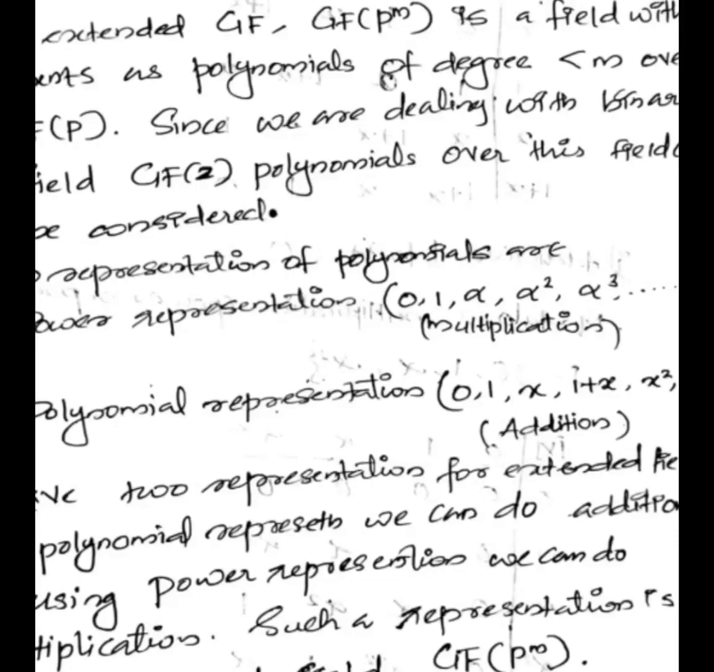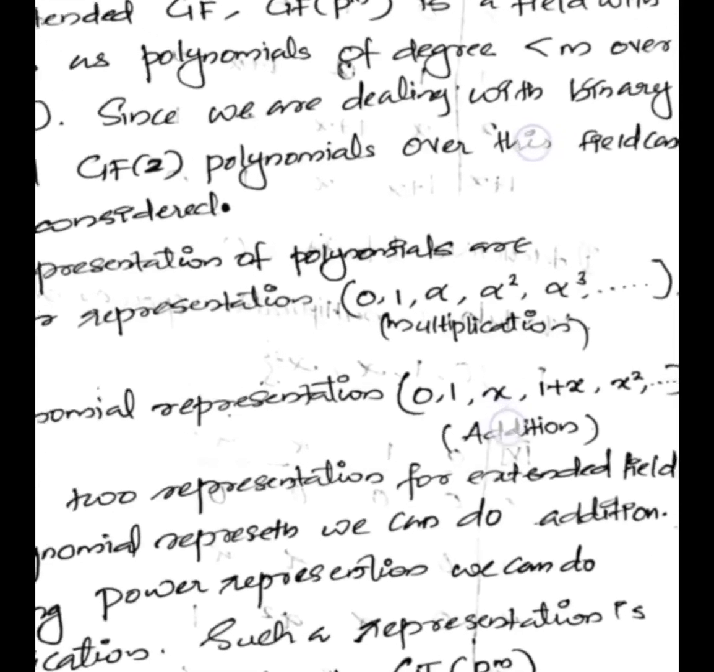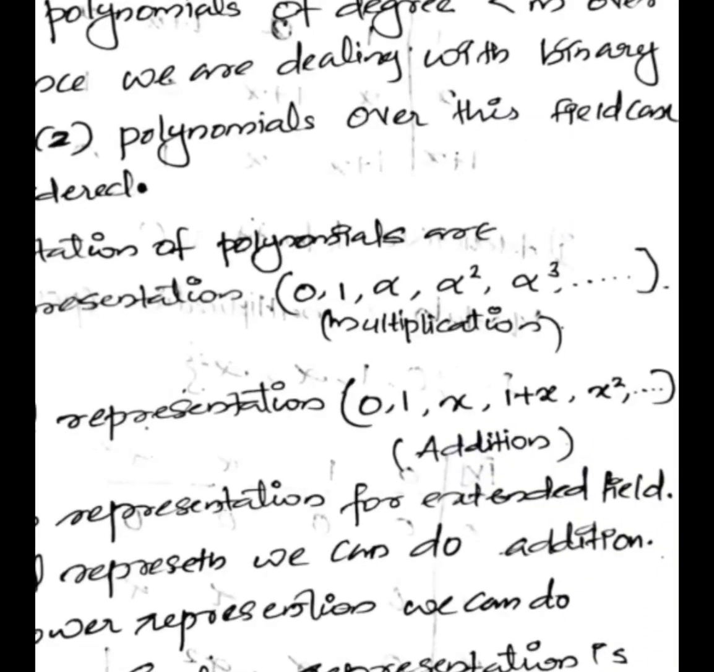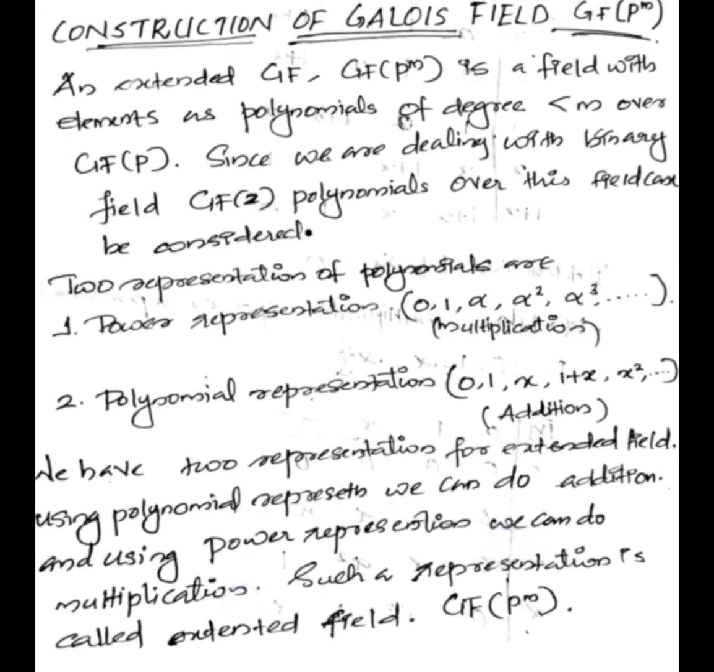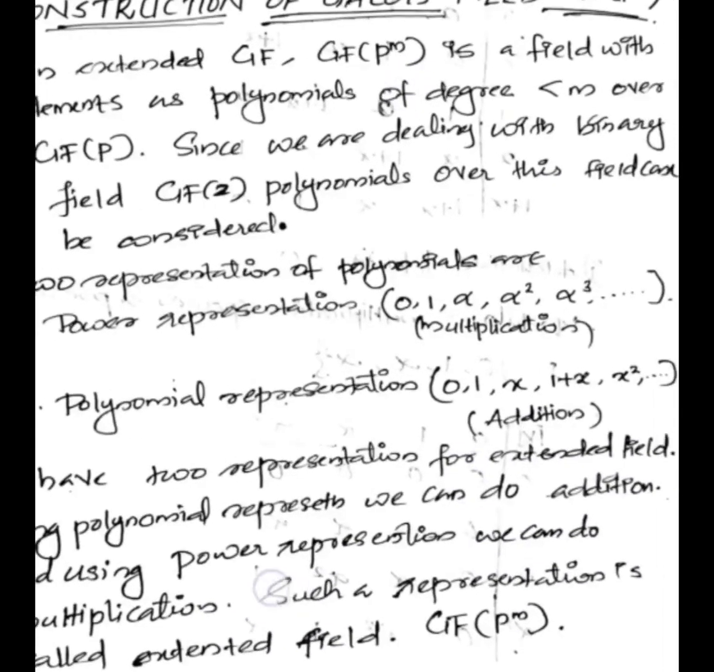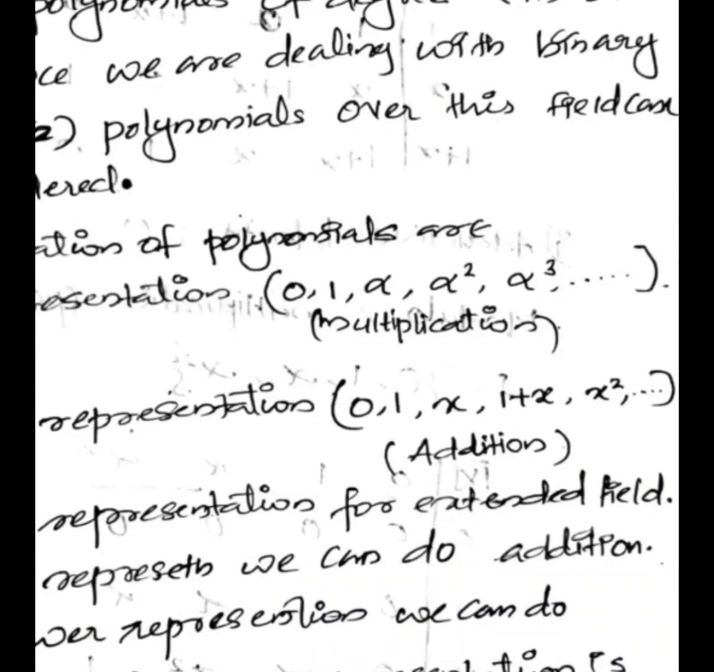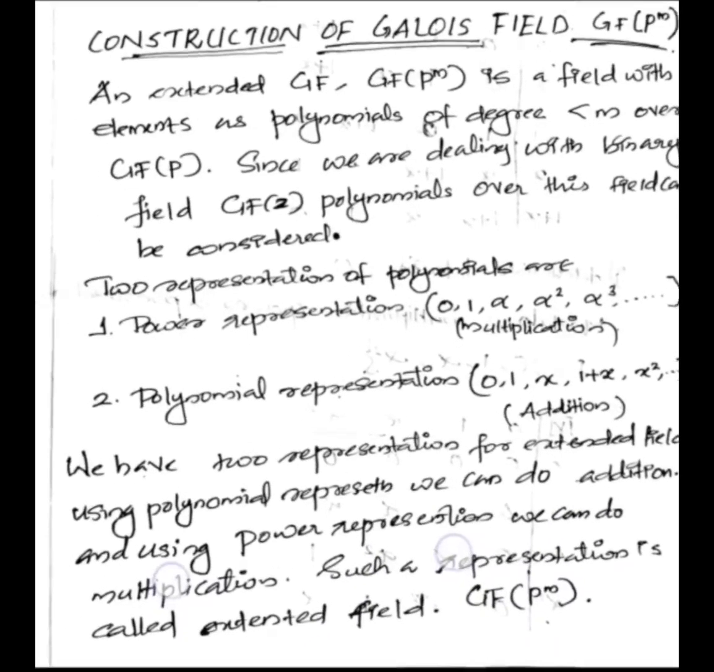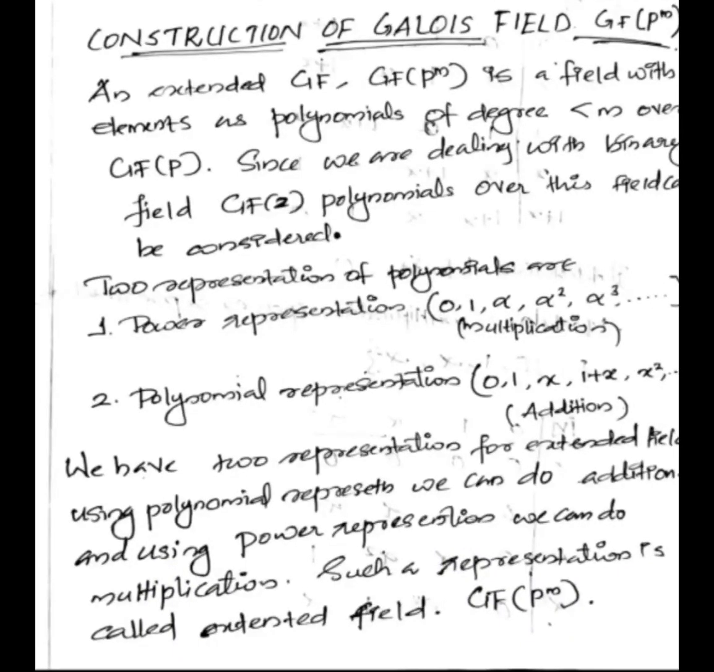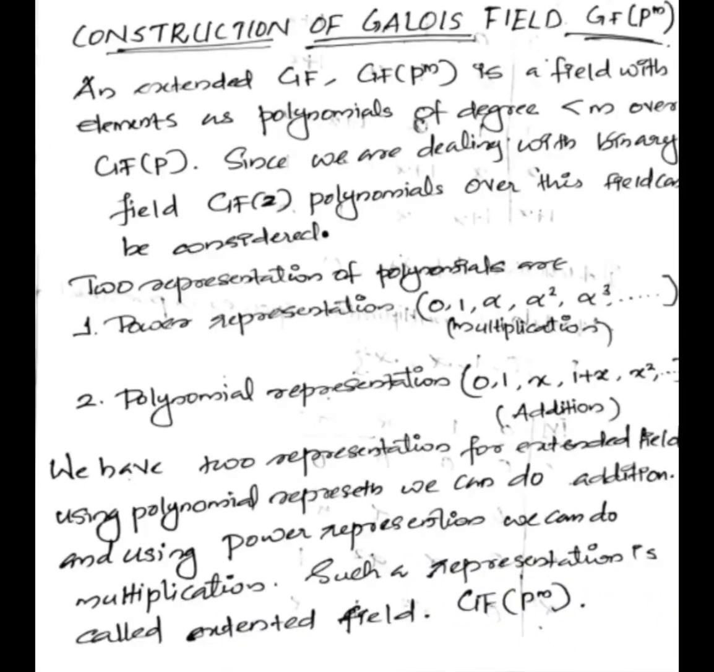If it is 4, then we can represent 0, 1, alpha, alpha square. So in power representation, it can be represented as 0, 1, alpha, alpha square, alpha cube, etc. So it is called power representation. This is used for multiplication. Then polynomial representation means it is represented as a polynomial and it is used for addition. That is 0, 1, x, 1 plus x, x square, and it goes likewise. Now we have two representations for the extended field. Using polynomial representation we can do addition and using power representation we can do multiplication. Such a representation is called extended field, that is Galois field of P raised to M.